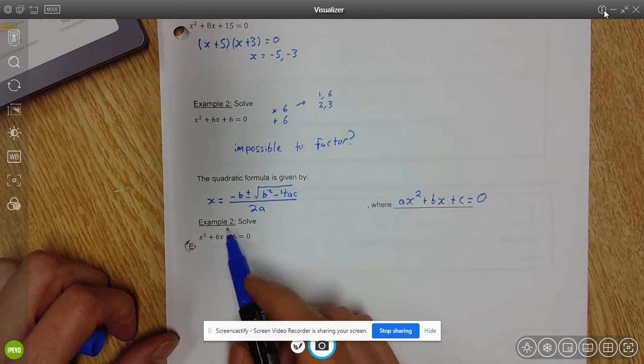So we're going to now solve example 2. You might have thought that was a typo. It's not. I'm going to solve example 2, which I couldn't solve by factoring.